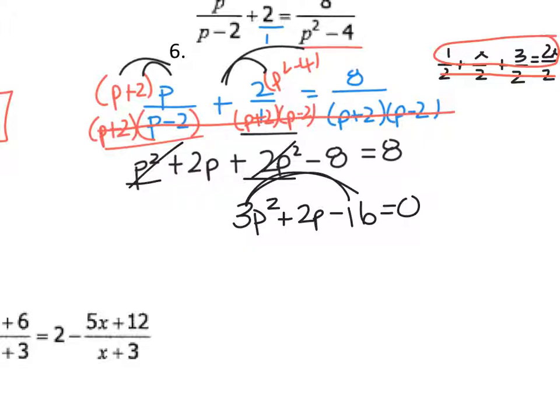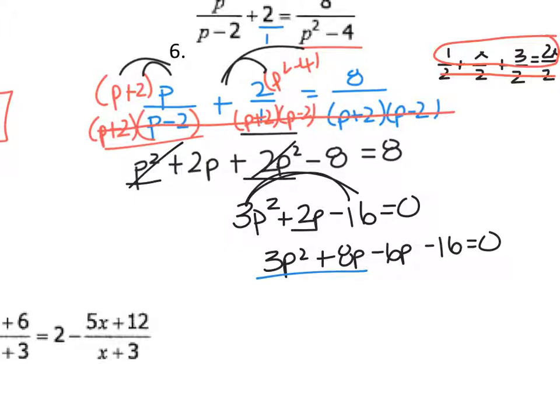So I'm going to find factors of negative 48 that add up to 2. So that's going to be 3p squared plus 8p minus 6p minus 16 equals 0. Or I think I might have said 42, but I meant 48.